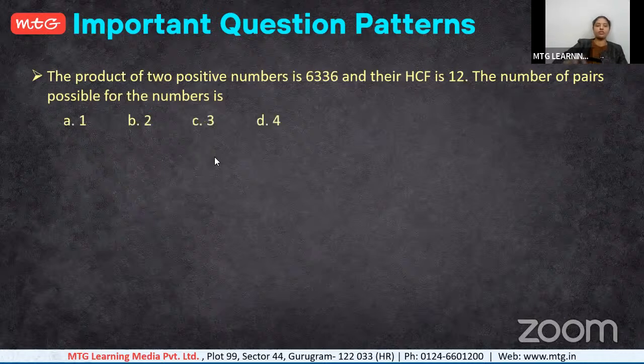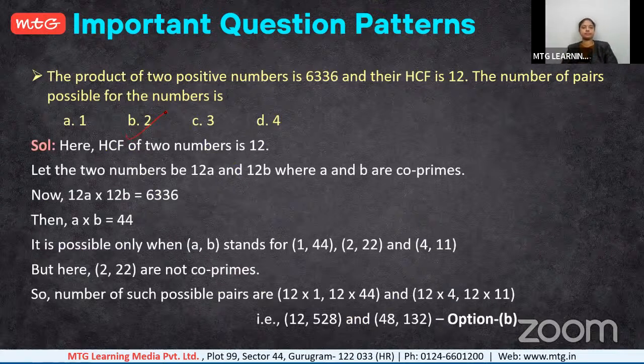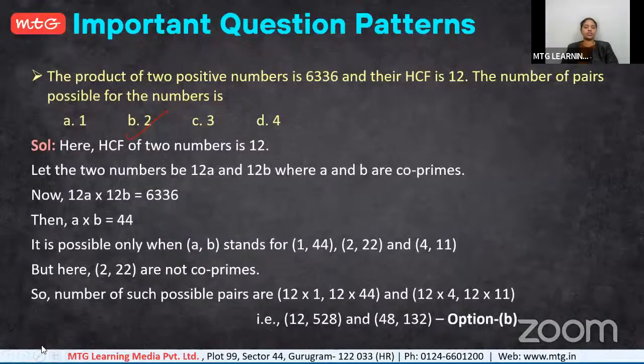So here is how you solve this question. And here we got two pairs. So our answer is going to be option B. So as I've said, you get two pairs for solving this question. Hope all of you are following it.